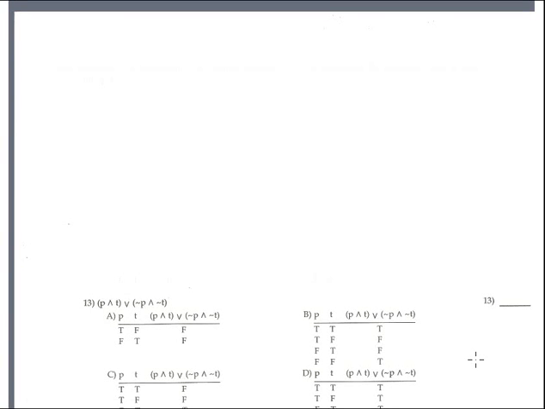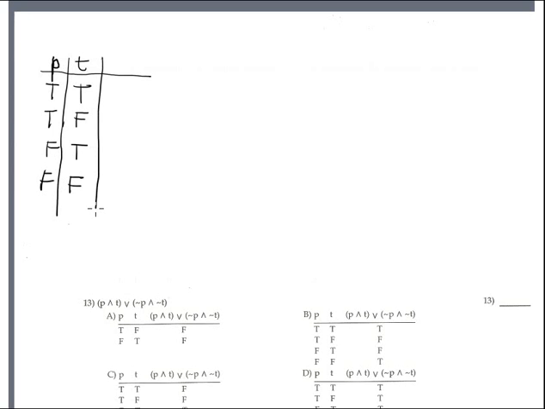Okay, let's do the truth table for the expression 13. So P and T are variables. We have, as always, the four combinations: true, true, true, false, false, true, and false, false.